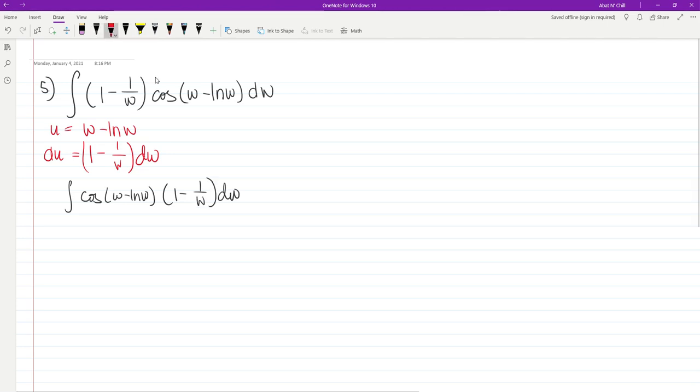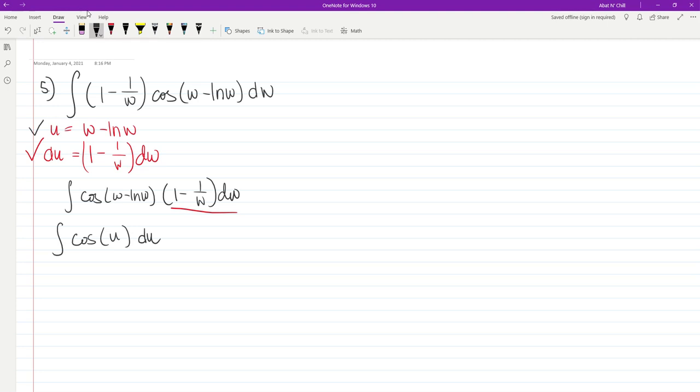As you can see, this function is equal to our du, and the inside function of the cosine equals u because of our u substitution. So we can now perform the u substitution. Again, we have the integral of the cosine of w minus ln w, which equals u, and then we have, of course, that's equivalent to du. This whole term is equivalent to du.